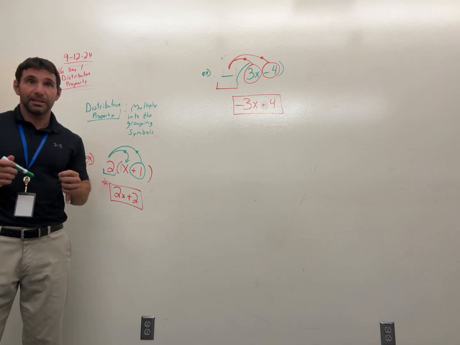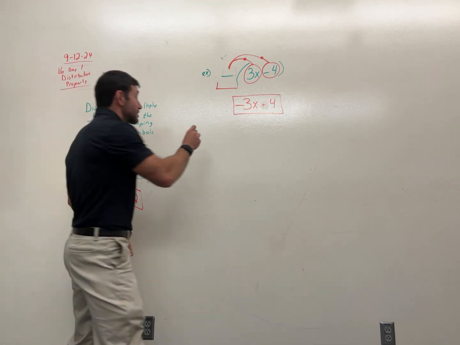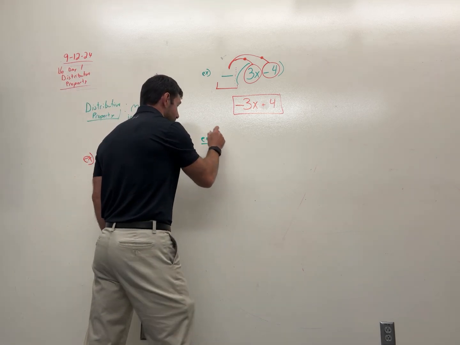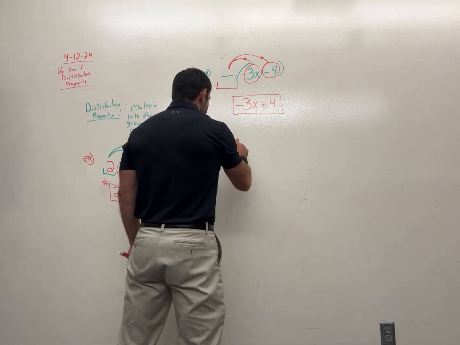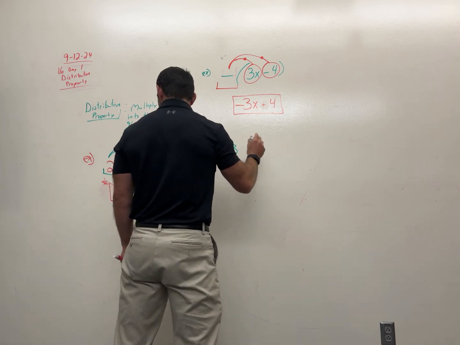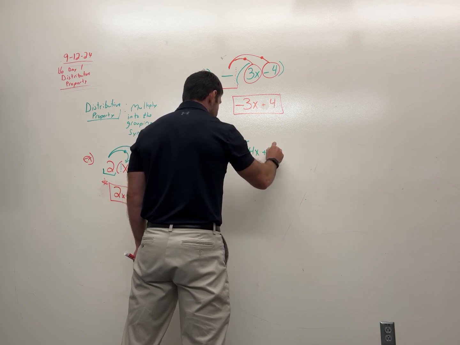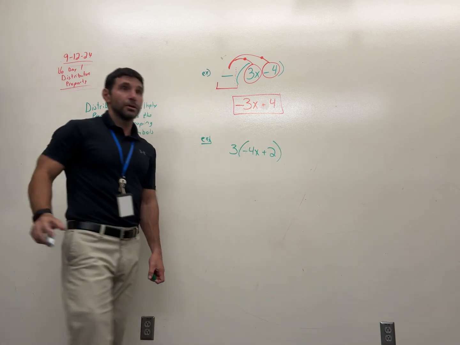Have I lost anybody yet? We're going to do a bunch of examples. Let's do another one. So here's example 3: 3 multiplied by negative 4x plus 2. Try this one on your own.